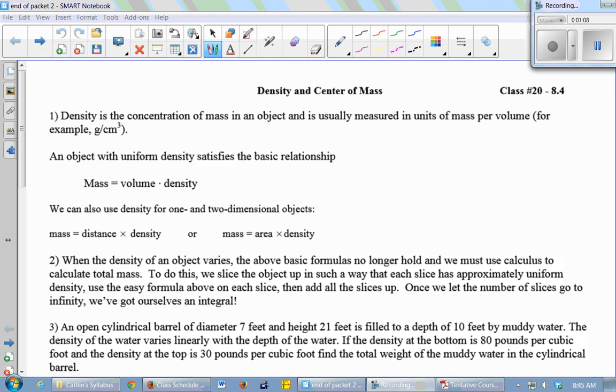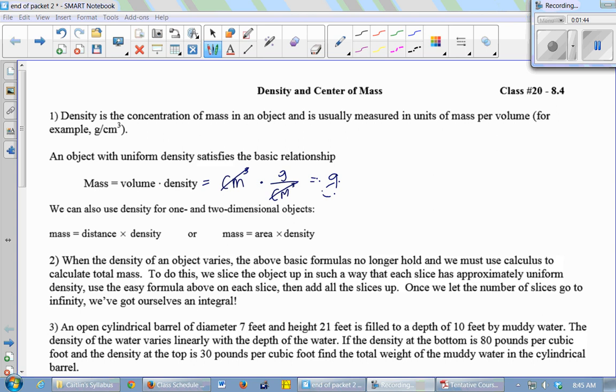So an object that has uniform density, so the density is the same throughout the whole object, satisfies the basic relationship that the mass of the object can be calculated by doing the volume times the density, right? Because your units on volume would be something like cubic centimeters, and your units for density would be something like grams per cubic centimeter. Your cubic centimeters cancel, and you'd be left with grams, a measurement of mass.